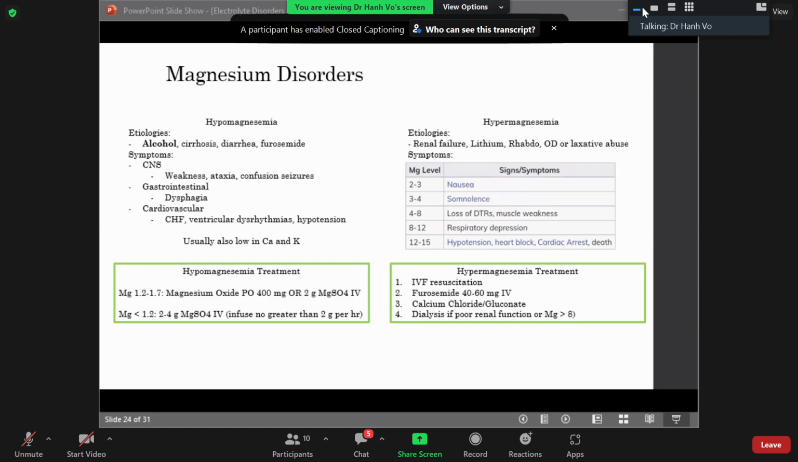Magnesium disorders are less common. Hypermagnesemia is very uncommon. We should check the magnesium level when patients have symptoms like weakness, confusion, or seizure, and remember that when the patient has an electrolyte disorder, especially hypokalemia, we should check for a magnesium disorder.